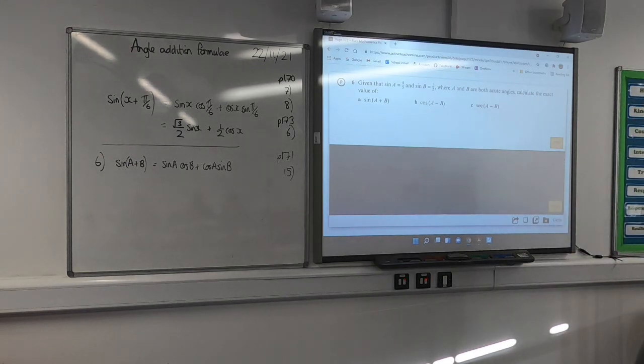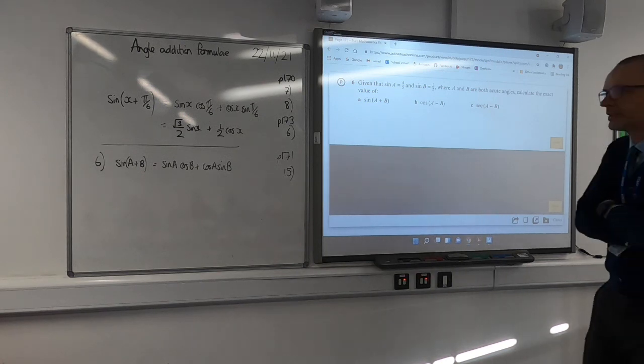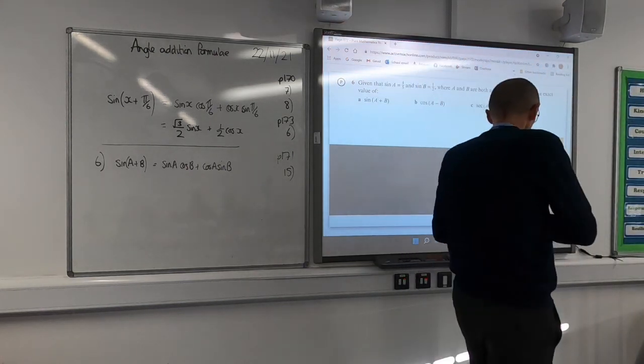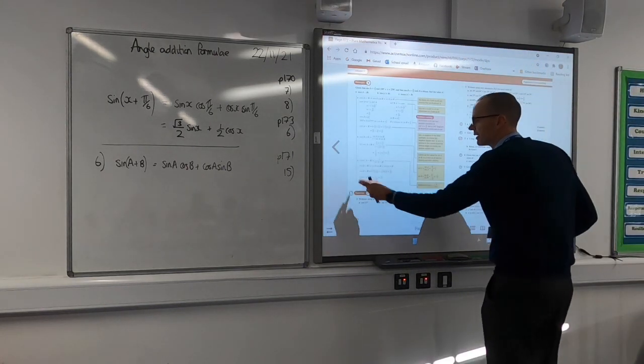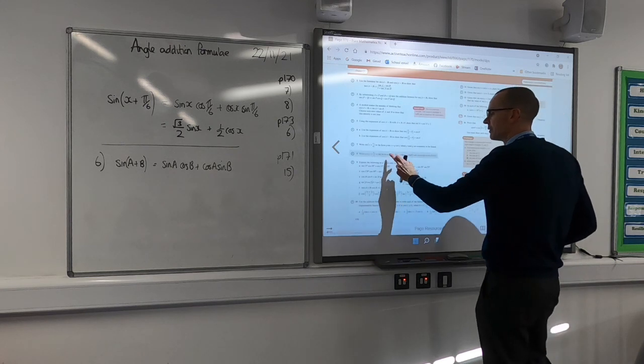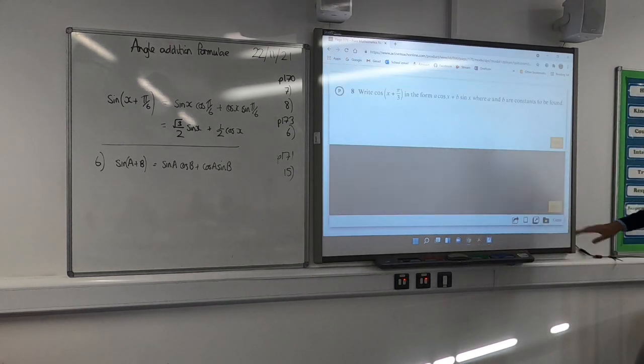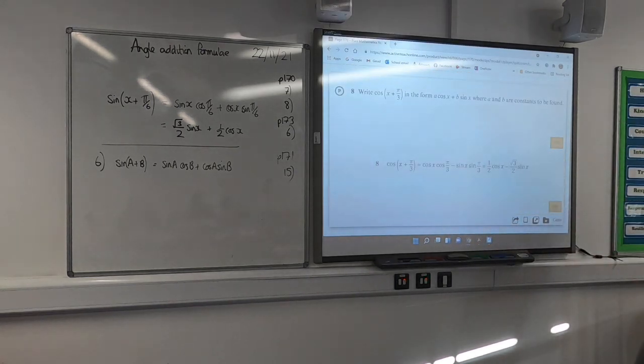What about 8? Well, 8 is very similar to 7, so I can show you the answer to number 8 if you want. So hopefully, we've got just pi over 3 is 60 degrees, so it's very, very similar sort of question.